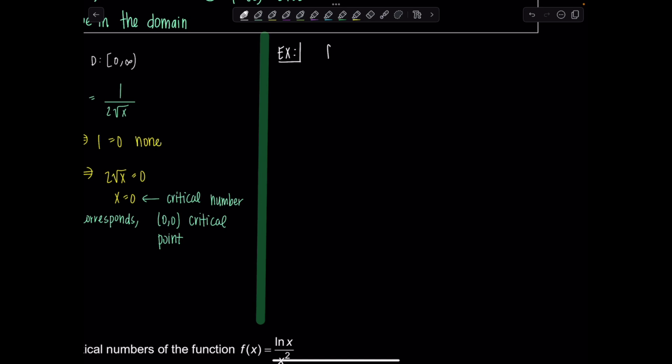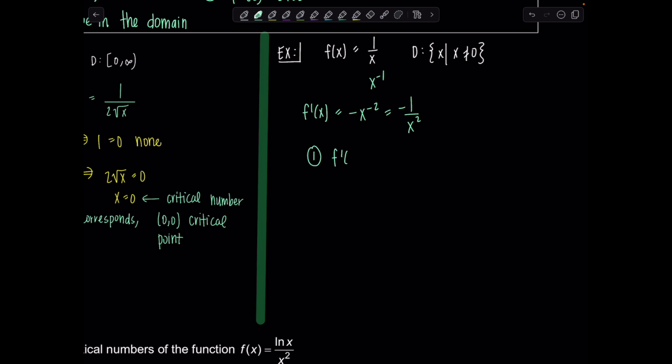Here's another function. f of x equals 1 over x. Again, I want you to find the critical numbers, okay? What's the domain of this function? Everybody except 0, right? All x's such that x cannot be 0. So let's find the derivative. If you want to remind yourself, this is x to the negative first. So f prime of x would be negative x to the negative second, which is negative 1 over x squared. So again, critical numbers, we want to check where does f prime of x equal 0 and where does f prime of x not exist.